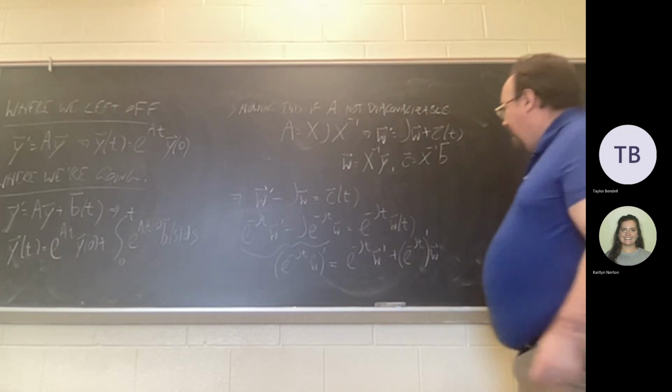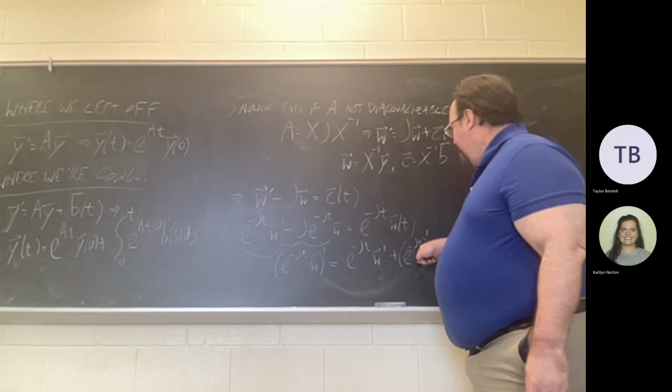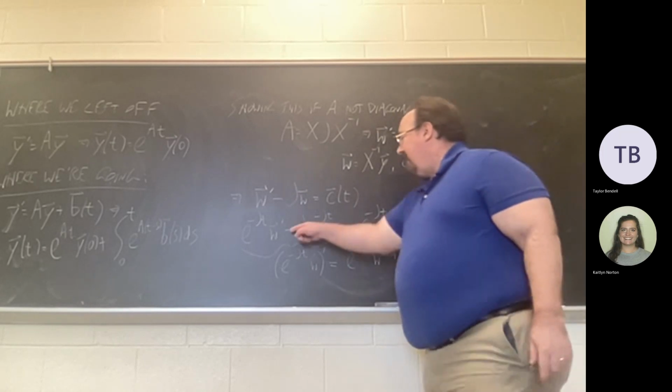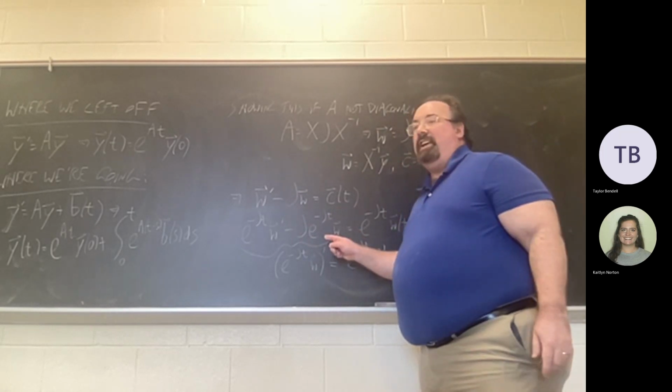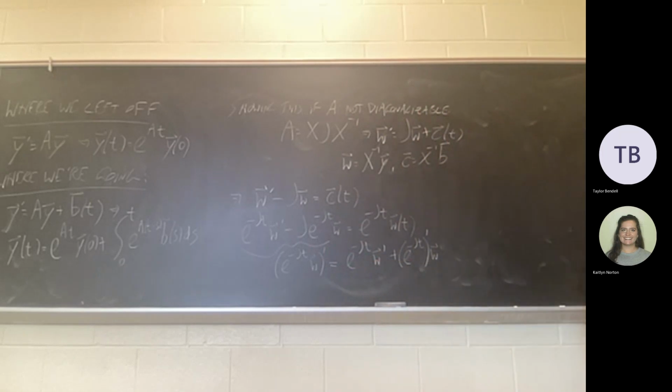So all I have to do is show that this derivative is equal to minus j e to the minus jt, and then that would be done. Yeah, because everything else is in place.